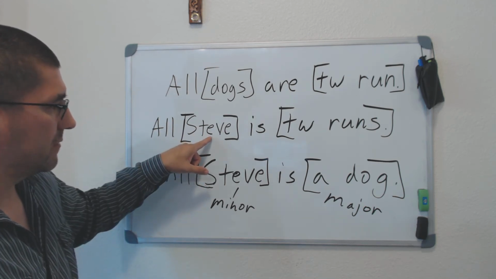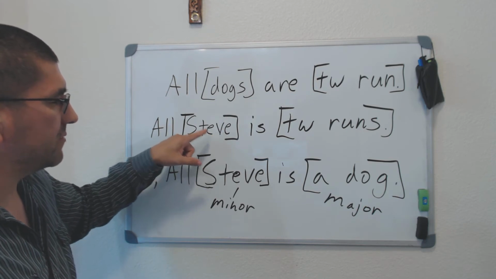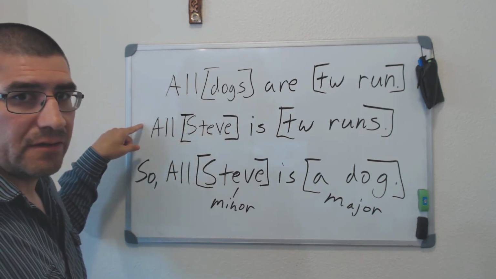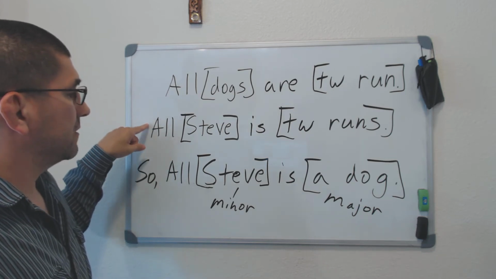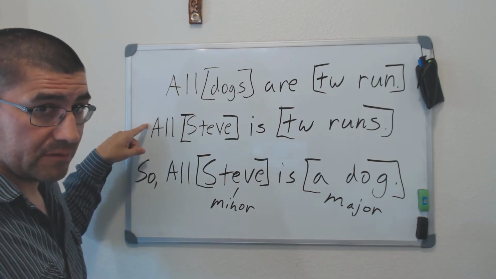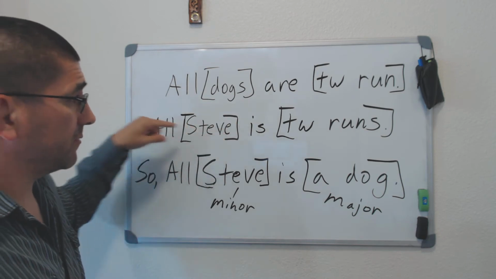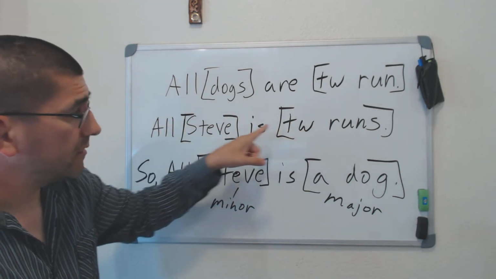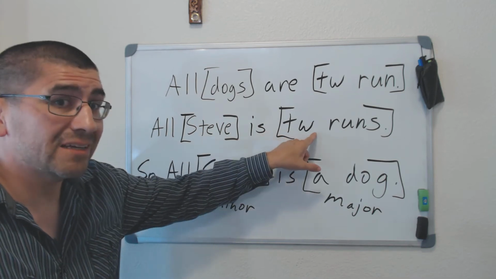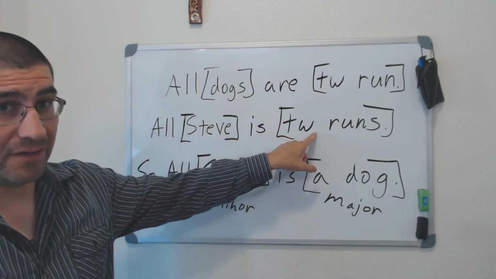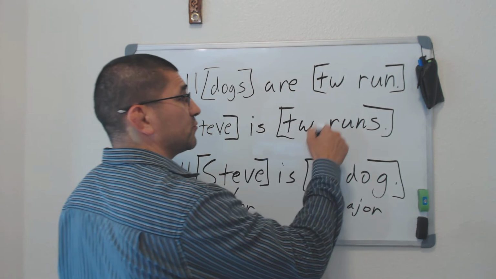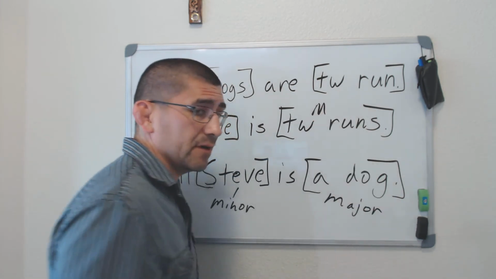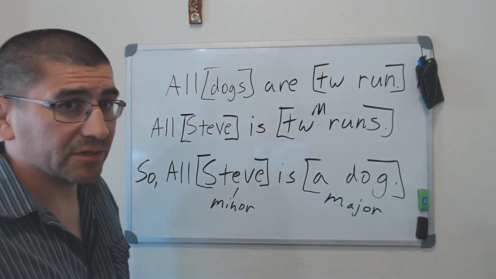There it is. So that tells me that this proposition right here is the minor premise. Okay, this is the minor premise. And the other term in this premise is the middle term. So that which runs is the middle term, and I'm just going to put an M over it to indicate that it's the middle term.